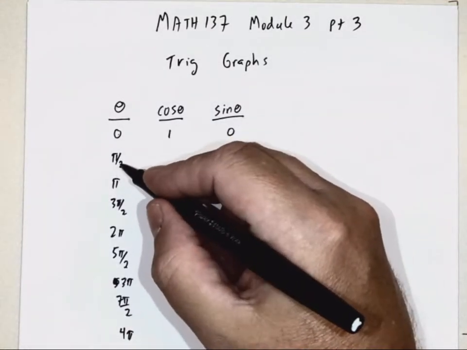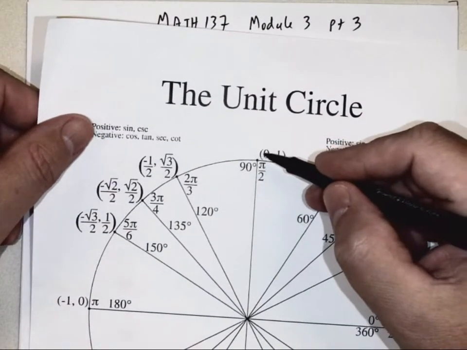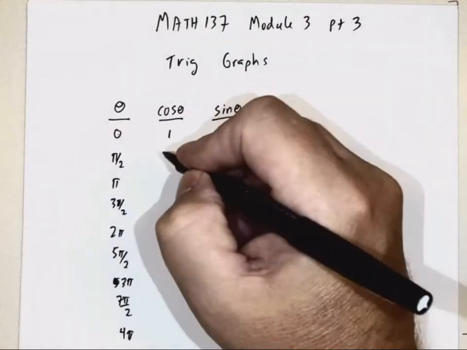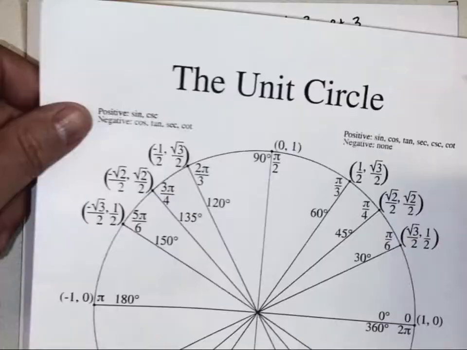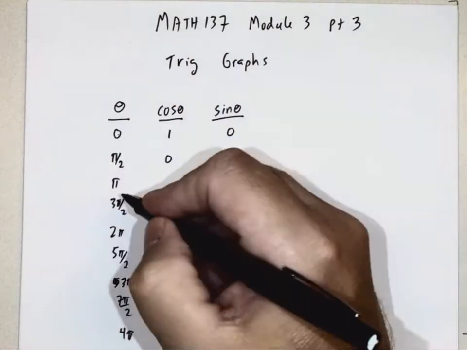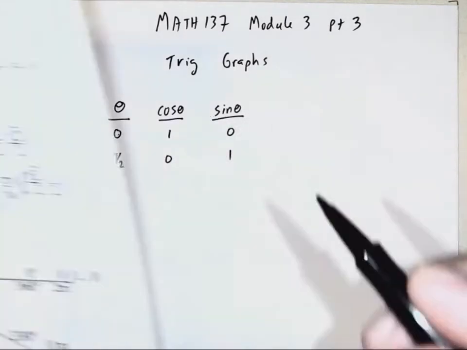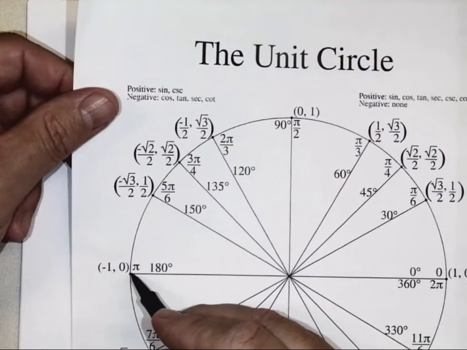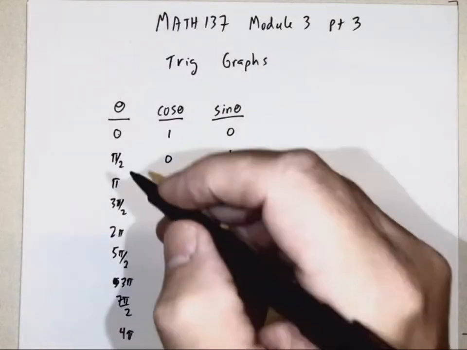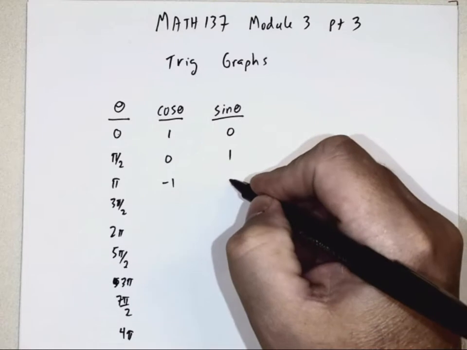Cosine of pi over 2 I know is like the top here. The cosine is the x value, so I know it's 0. The sine is the y value, so I know it's 1. If I have the angle pi, it is right here. I know the cosine of pi is -1 and the sine of pi is 0.